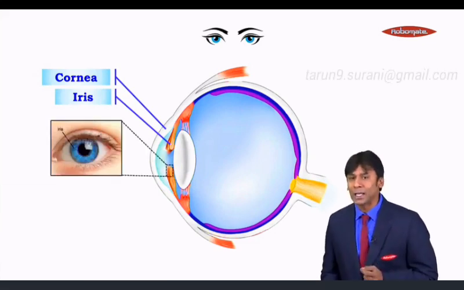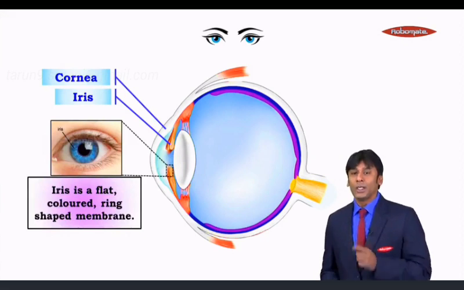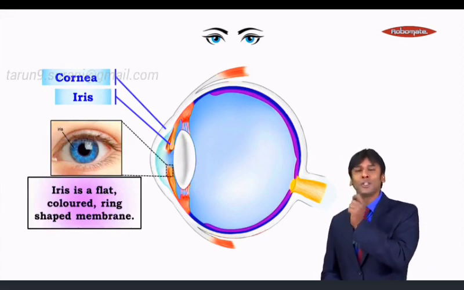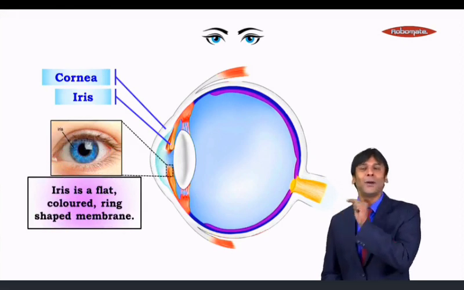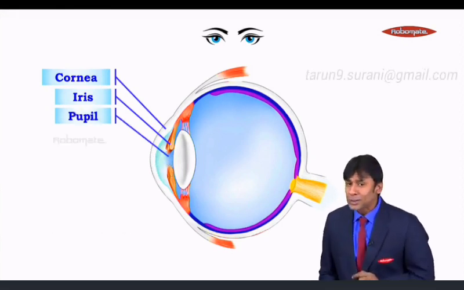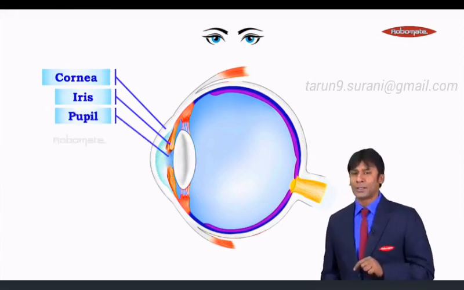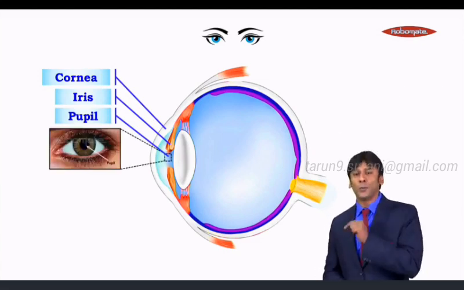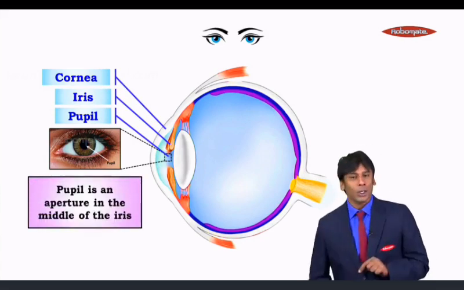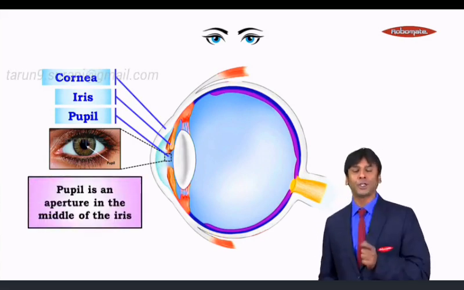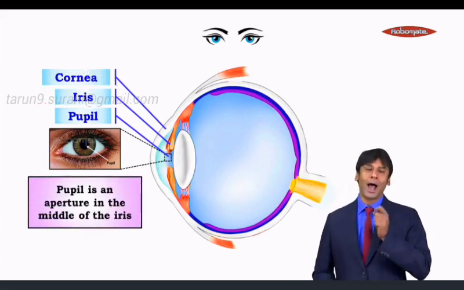Now, what exactly is iris? Iris, students, is a flat, colored, ring-shaped membrane. You can see that blue part. That blue part is nothing but the iris. Now, students, just in the center of the iris is pupil. So what exactly is pupil? You see this dark black spot? That is nothing but the pupil. So what is pupil? Pupil is an aperture in the middle of the iris.